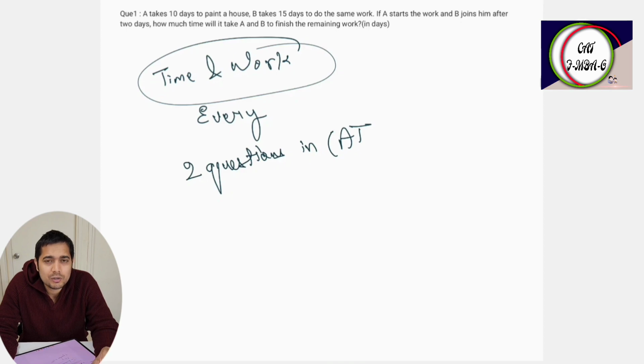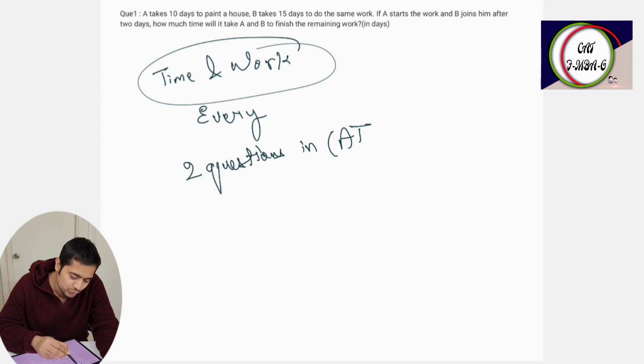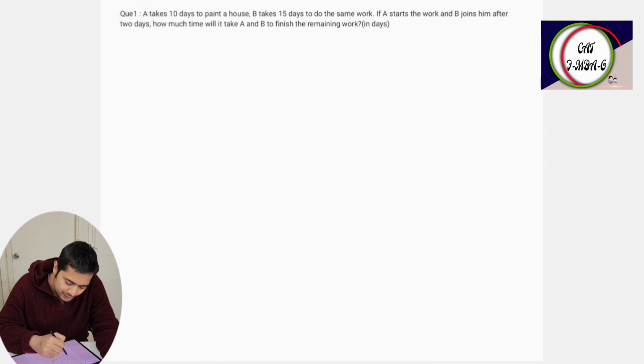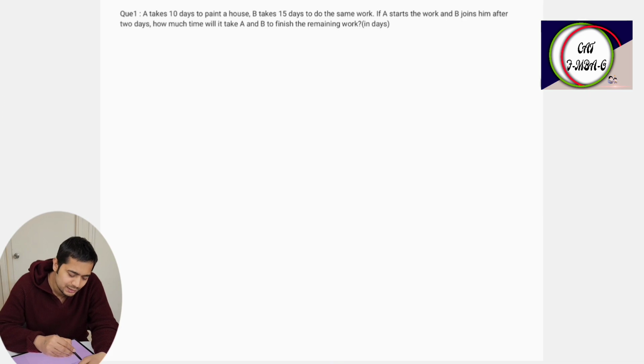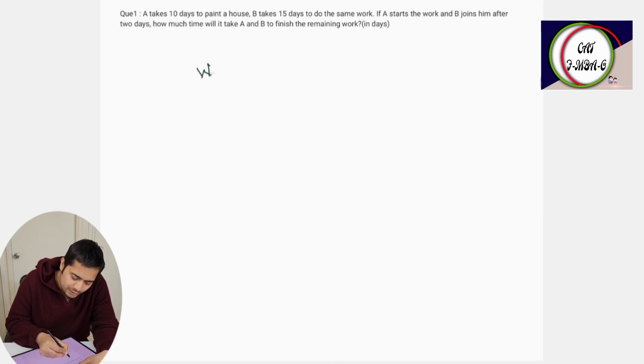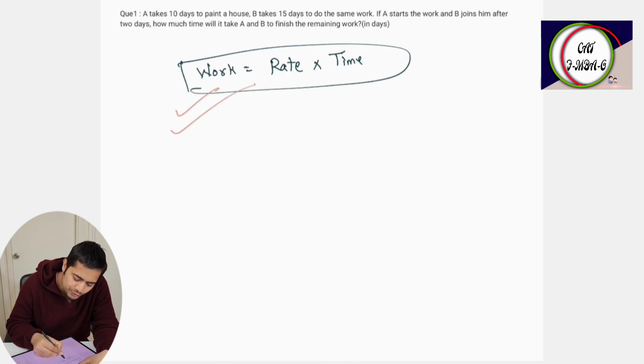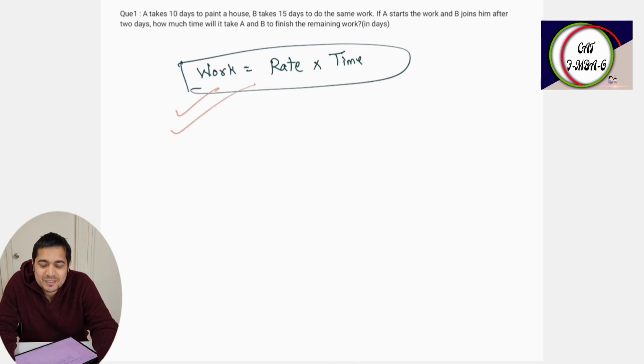Once you are able to clear your basics, then with 100% accuracy you can get all your questions right. So let's see how to solve these kind of questions. And I will not be teaching you any formulas as such, because there are no certain formulas which are required. Just your base should be clear, and only a single formula you have to remember, that work is equal to rate into time. Remember this single formula. With this single formula you can solve all the questions easily.